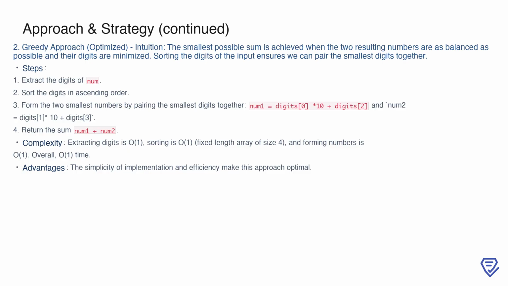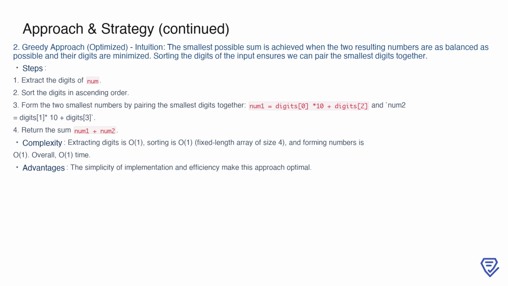To achieve this, we can simply sort the digits of the input number in ascending order. Once sorted, we can form the two numbers by grouping the smallest digits together. Specifically, the first and third smallest digits form one number, and the second and fourth smallest digits form the other. This ensures that each number is as small as possible, leading to the minimum total sum.